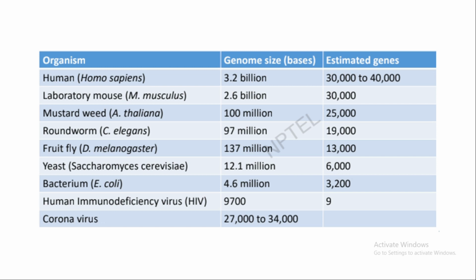Then there is a plant which is commonly known as mustard weed. The scientific name is Arabidopsis thaliana. For this plant, the genome size is 100 million. So from billion we have shifted to million now. 1 million is 10 raised to the power of 6, so 100 million means 100 into 10 raised to the power of 6 bases.